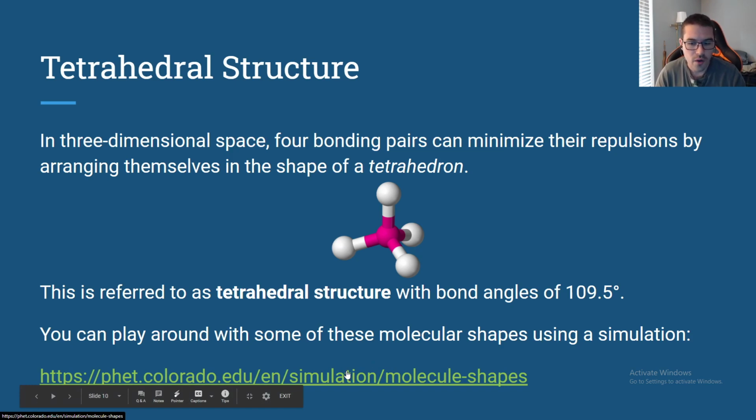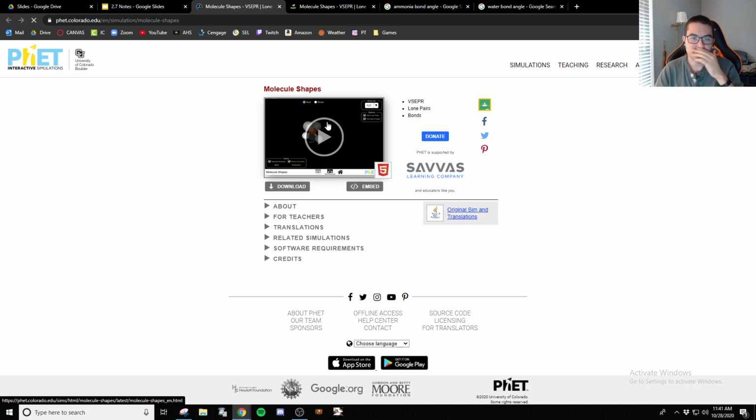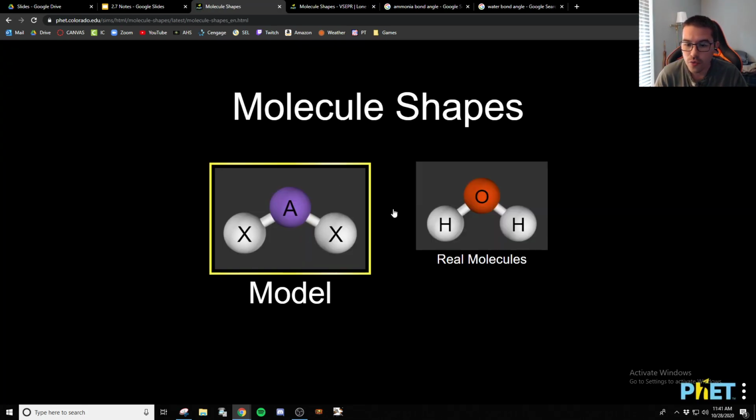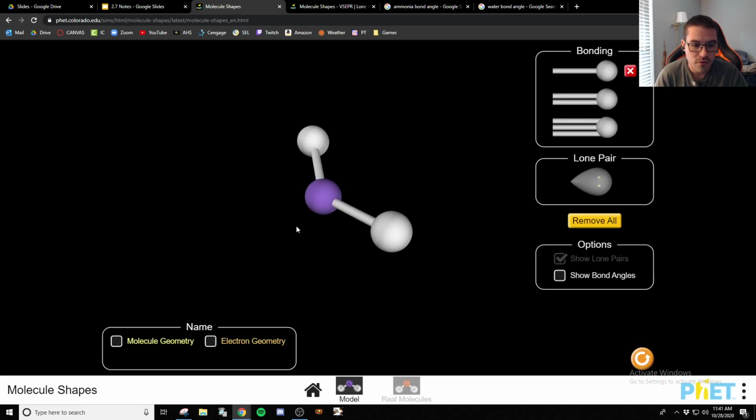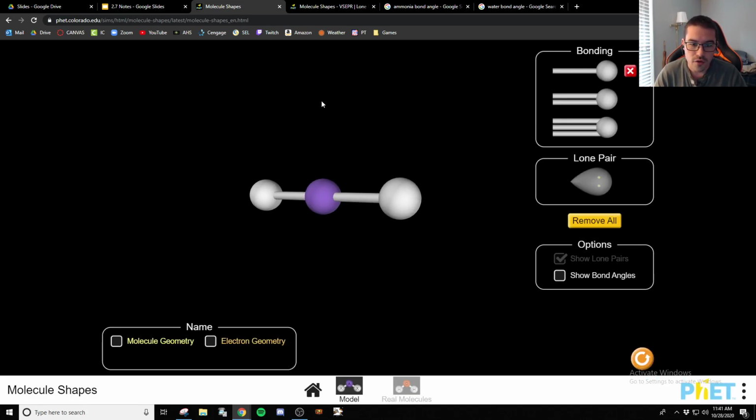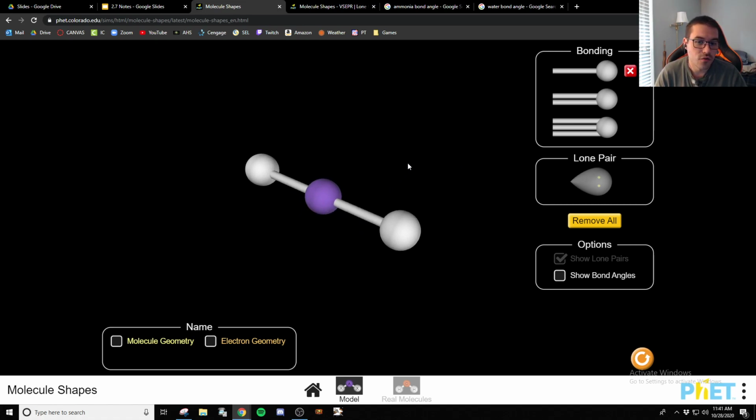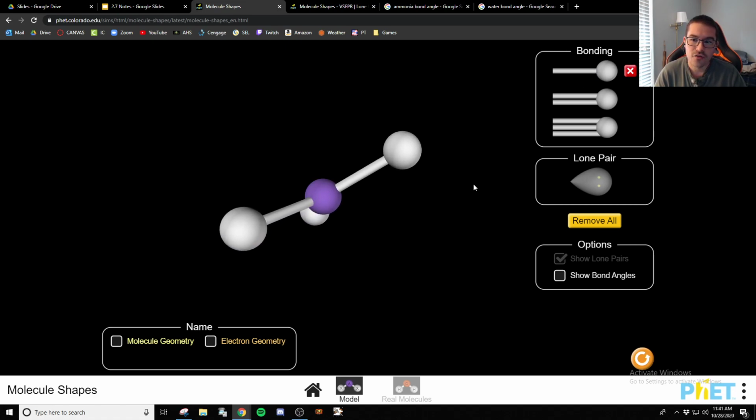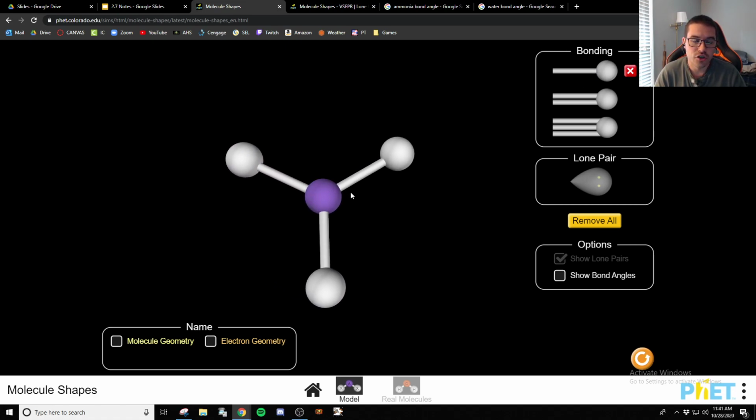While you're watching the video, if you want to pause it and go to this link here, there's a simulation that allows you to play around with the different structures, okay? You can do real molecules, or you can just do models. I think the models are cool. So you can click and drag. So here's an example of my BeCl2, my linear structure, right? You can click on an extra atom there to add an additional bonding pair.